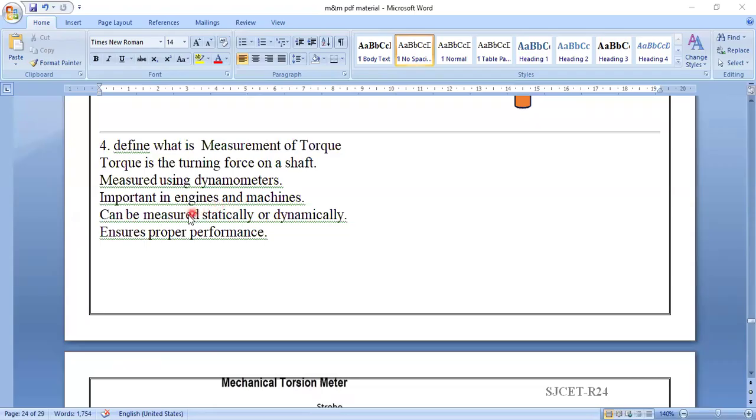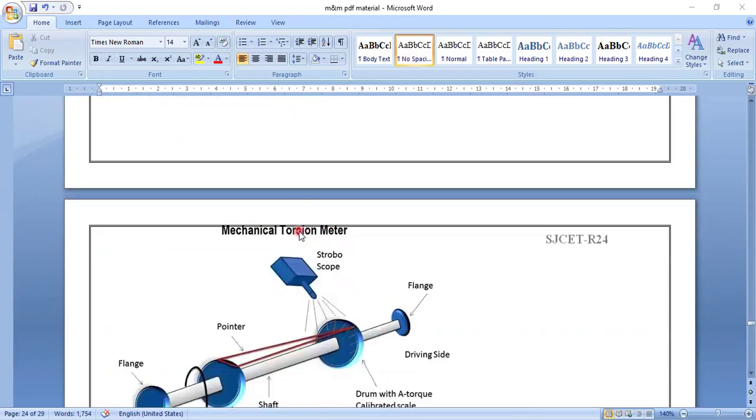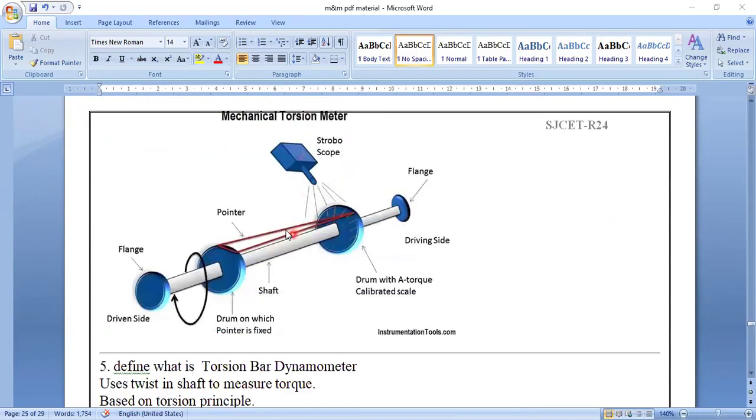Mainly used for mechanical dynamic loading. You can do it in the thermal labs, most of this in mechanical subjects. It is measured using dynamometers. Important in engines and big machines. It can be measured statically and dynamically. Static loading or dynamic loading, both are measured. Ensures proper performance.